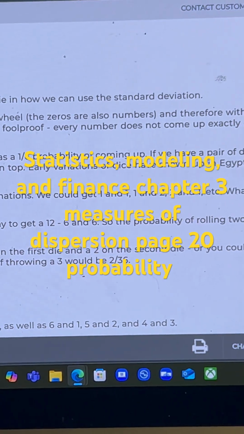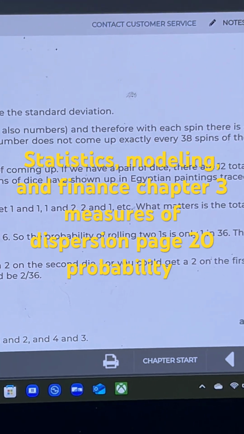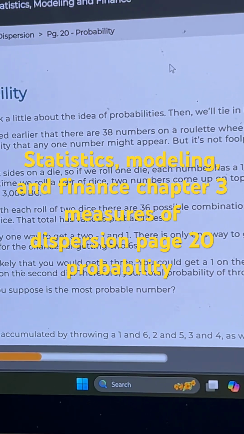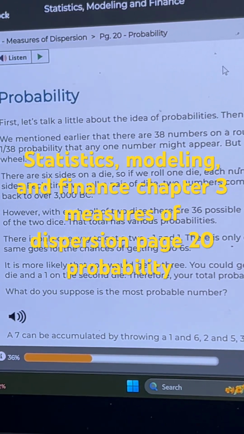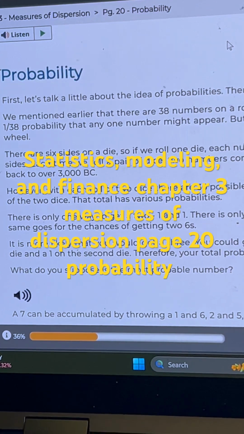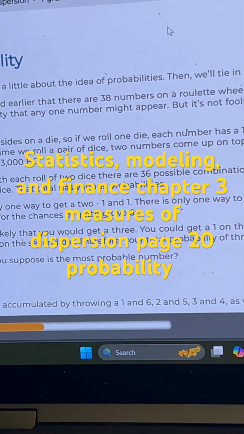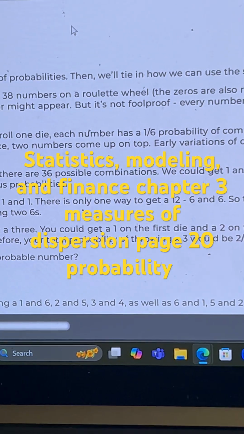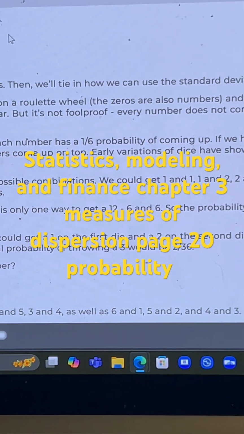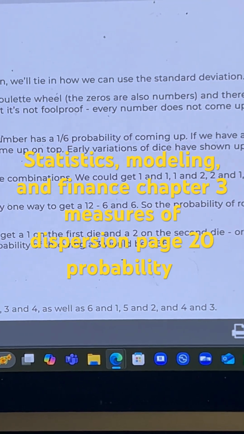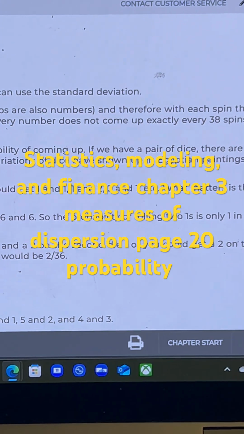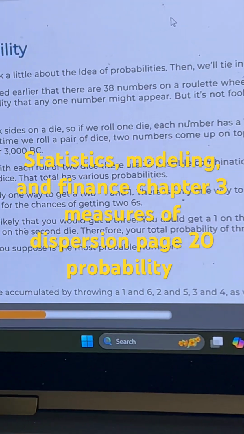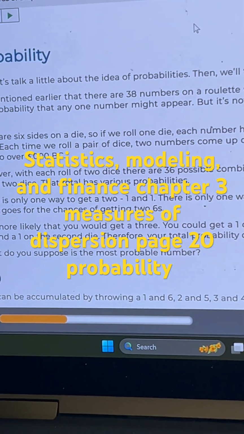We could get 1 and 1, 1 and 2, 2 and 1, etc. What matters is the total of the 2 dice. The total has various probabilities. There is only one way to get a 2: a 1 and a 1. There is only one way to get a 12: a 6 and a 6. So the probability of rolling 2 1s is only 1 in 36. The same goes for the chances of getting 2 6s.